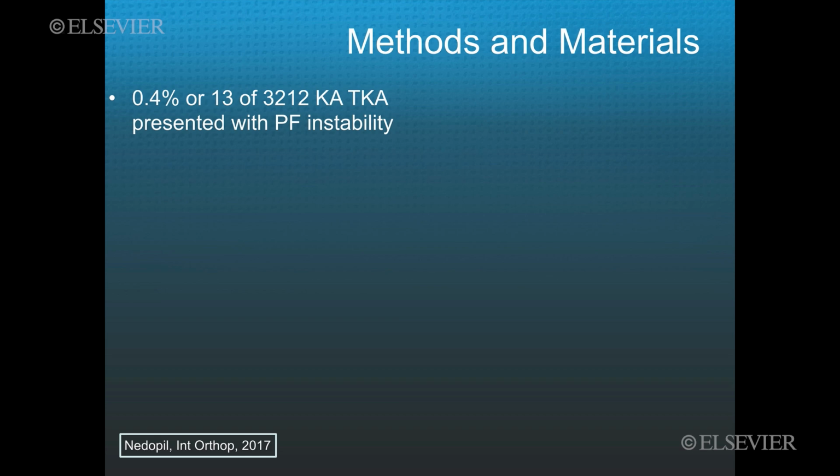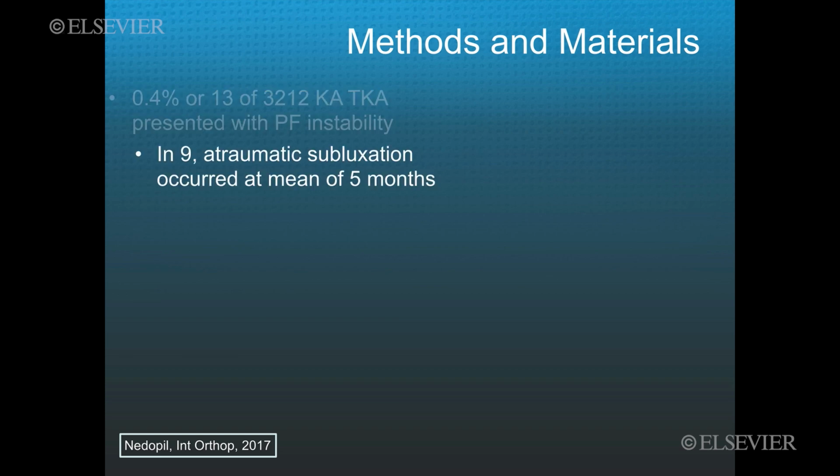We studied 3,212 patients and found 13 that presented with patellofemoral instability after kinematically aligned total knee arthroplasty, for an incidence that was very low, 0.4%. In 9 of these patients, the process took a while, and atraumatic subluxation occurred at a mean of 5 months. So what went on in the first 5 months to make these patellae unstable when they were stable initially?